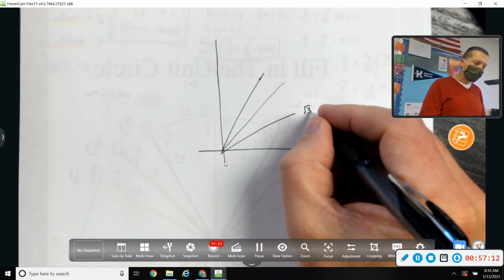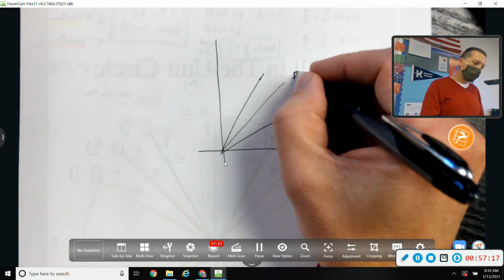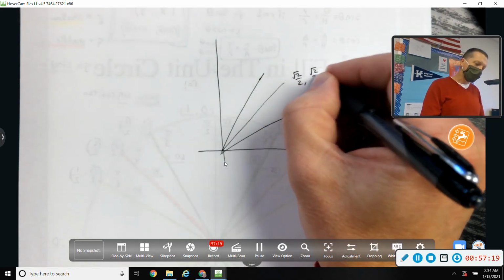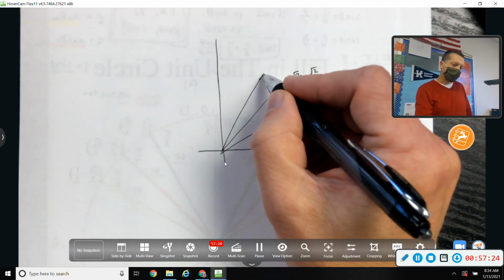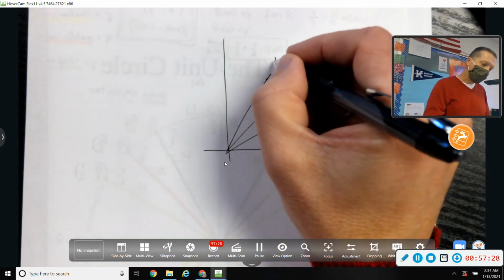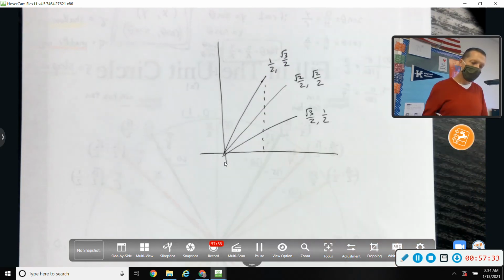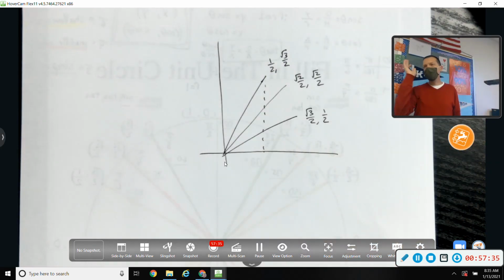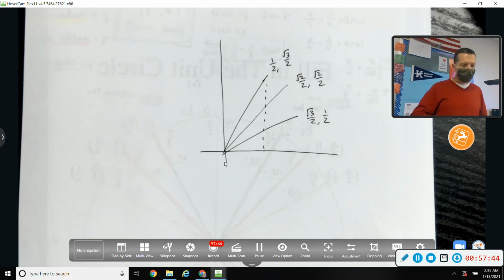Means the other's 1/2. 45, I already know, that's the easy one, root 2 over 2 and root 2 over 2. At 60, that's a steep angle, so the y-coordinate is the tall one, the x-coordinate is the short one. So the short one is 1/2, and the tall one's root 3 over 2. And from there, I can figure out anything I need. So on test day, that's what I will expect you to do. And then, well, we'll talk about how to solve the rest of them with just the first quadrant later.